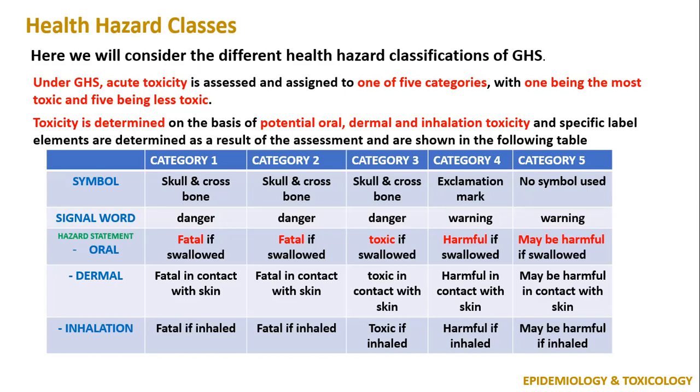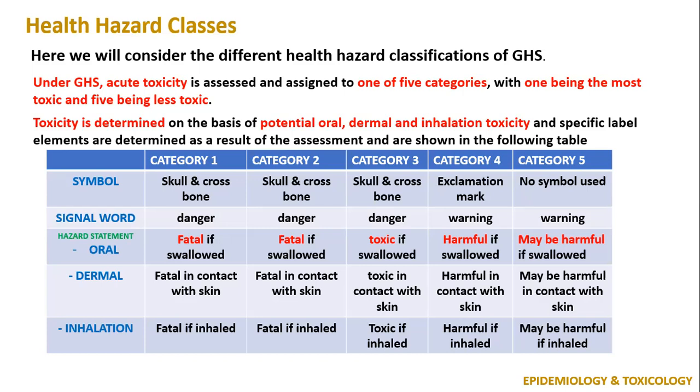For example, if the chemical has an oral hazard, meaning the route of entry is through the oral route, then if it is under category 1, it will be fatal if swallowed. Similarly, if it is dermal, then under category 1 it is fatal in contact with skin. And under category 1, if the route of entry is inhalation, then it will be fatal if inhaled. Category 2 is also fatal if swallowed, fatal in contact with skin, and fatal if inhaled.